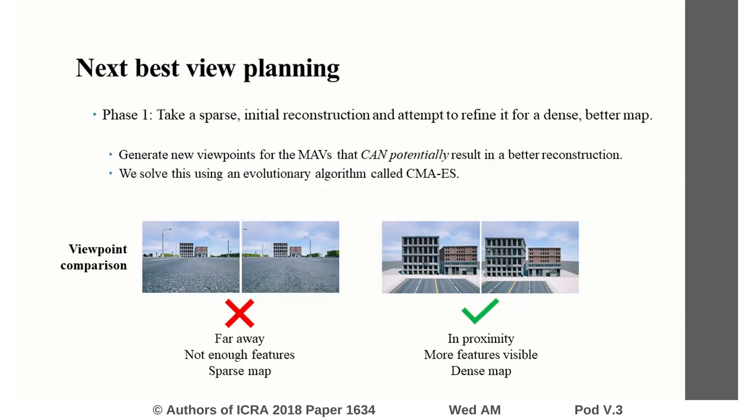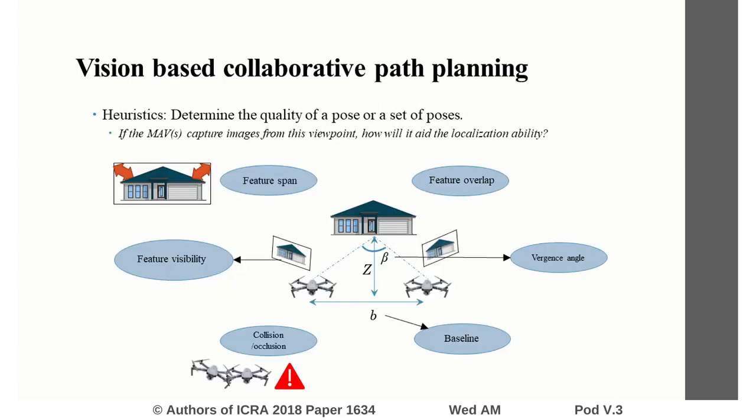Phase 1, we develop a next best view planner, whose function is to examine whether an initial map can be improved by moving to new locations. We achieve this by sampling random poses for the vehicles and describing how good or bad a map generated from those viewpoints can be. To describe the quality of reconstructions achievable from a set of poses, we consider several factors related to vision-based reconstruction as shown here, and for each candidate pose, we express these values mathematically.